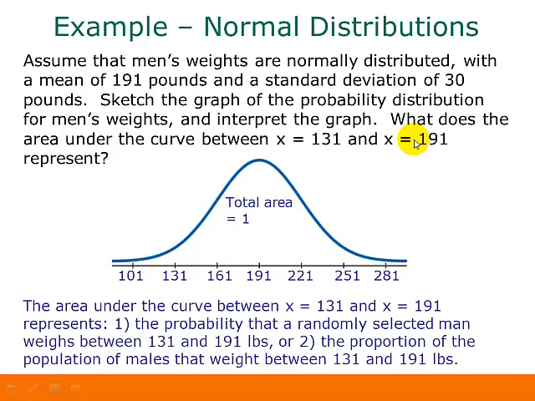And now for the answer to the other question, the area under the curve between x equals 131 and x equals 191. Well, let's shade this area in so that we can see what we're looking at. So if we're looking at between 131 and 191, it's very hard to draw straight lines with this computer, so I'm doing the best I can.